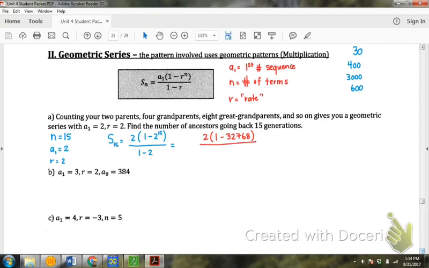We just did 2 to the 15th. I didn't do negative 2 to the 15th, just 2 to the 15th. And then in the denominator, what is 1 minus 2? Negative 1. So let's just put a negative 1 in the denominator. So that we don't make any mistakes, let's be very careful. When I do 1 minus 32,768, I'm really getting negative 32,767 divided by negative 1.